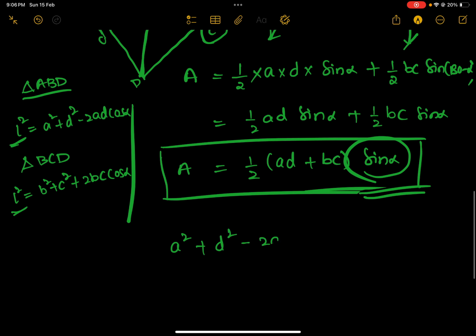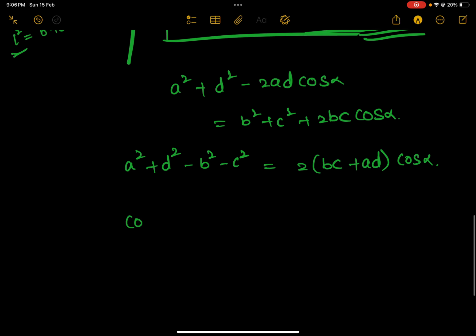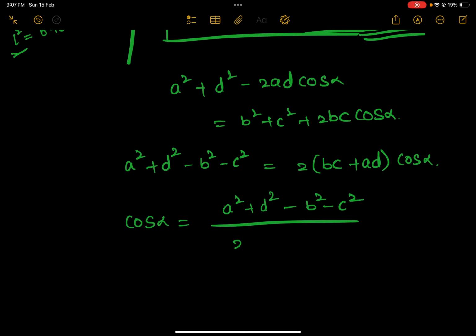A square plus D square minus 2AD cos alpha is equals to B square plus C square plus 2BC cos alpha. So you have A square plus D square minus B square minus C square is equals to 2 times BC plus AD cos alpha. So your cos alpha is simply A square plus D square minus B square minus C square by 2 times BC plus AD. Okay.